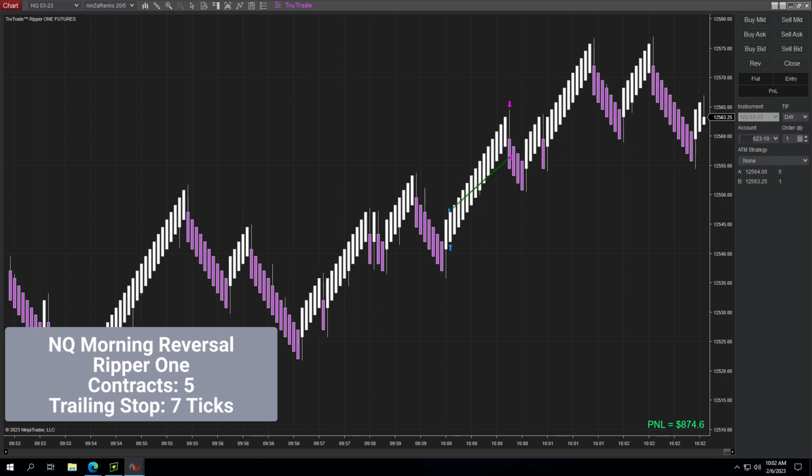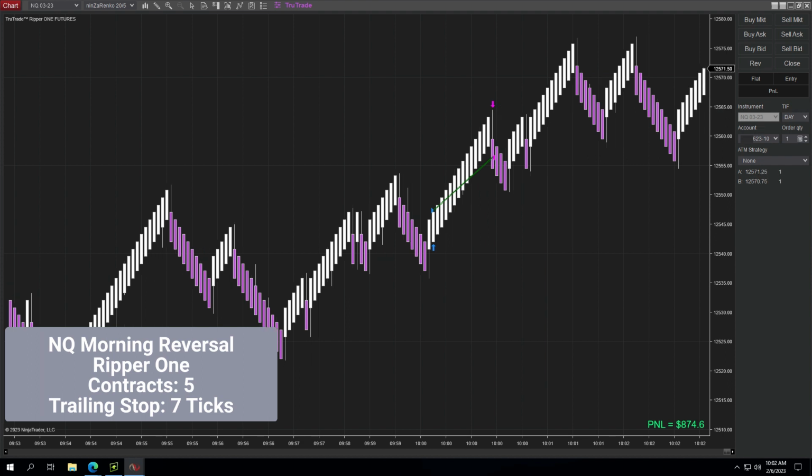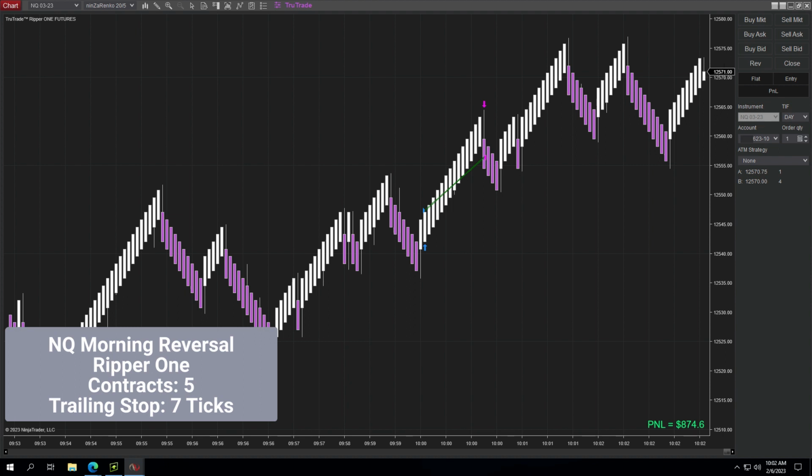I've been usually using Ripper One 30 minutes after the open. I do know some other folks traded at the open, but I haven't really tested that yet. So I have been using it about 30 minutes, as you can see. I use it every couple days.